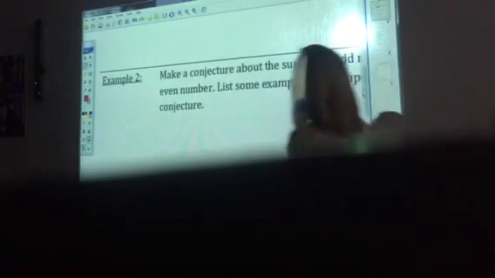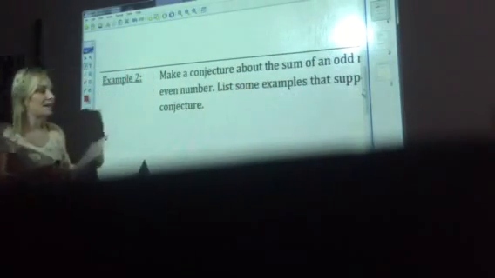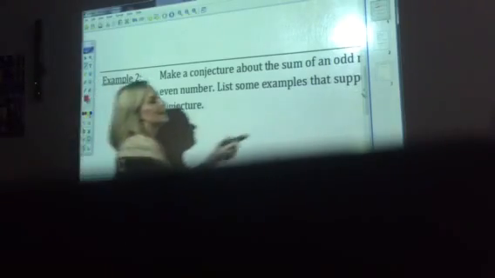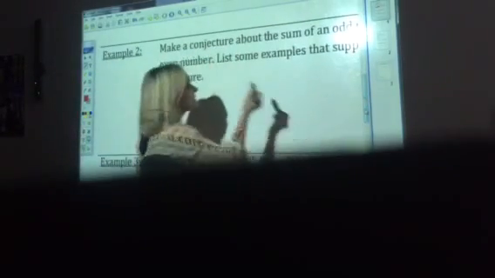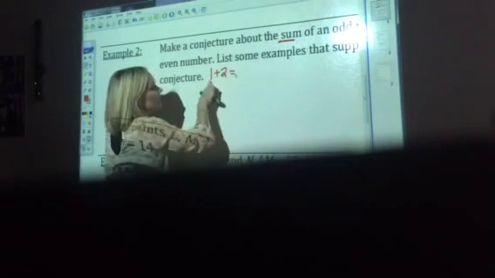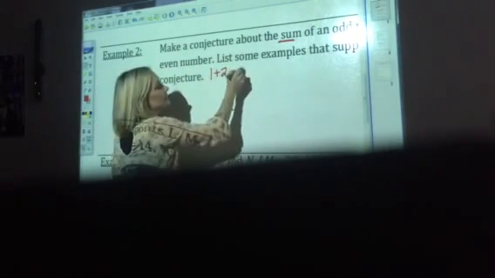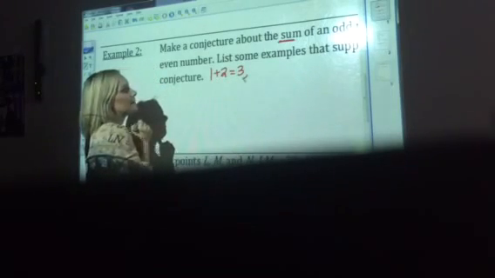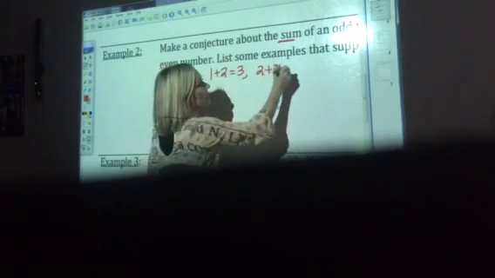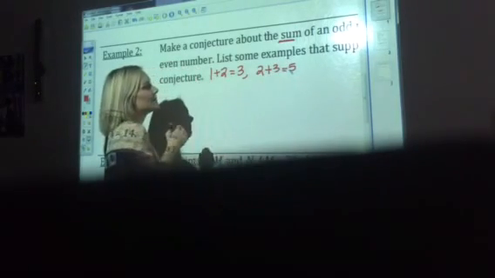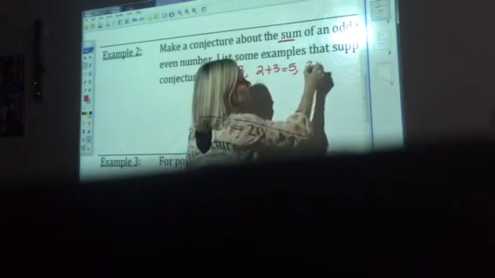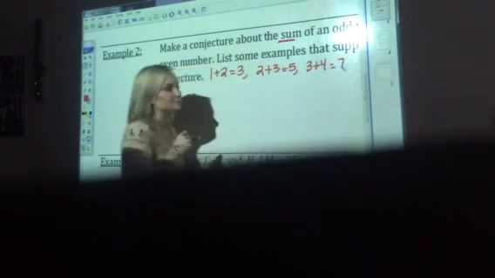Example 2. It says, make a conjecture about the sum of any odd number and an even number. Okay? An odd number and an even number. And the sum, so we're adding them together. So if I add 1 plus 2, I've got an odd number and an even number. That's going to give me 3, correct? If I add 2 plus 3, here again I've got an even number and an odd number. That's going to give me 5. If I were to keep going, let me do one more. So if I said 3 plus 4, that's going to give me 7.